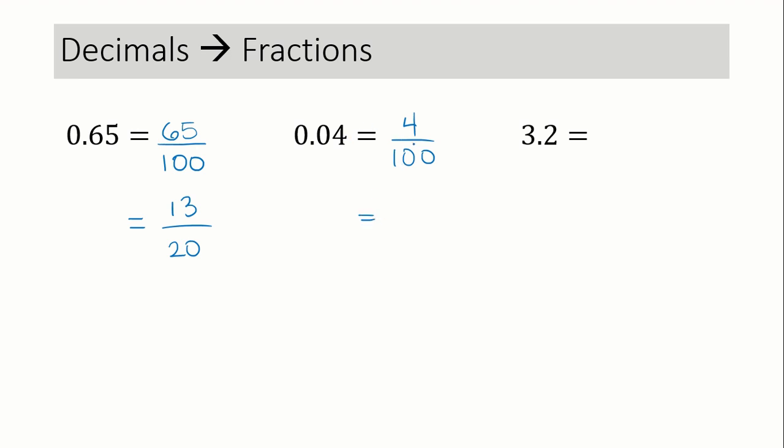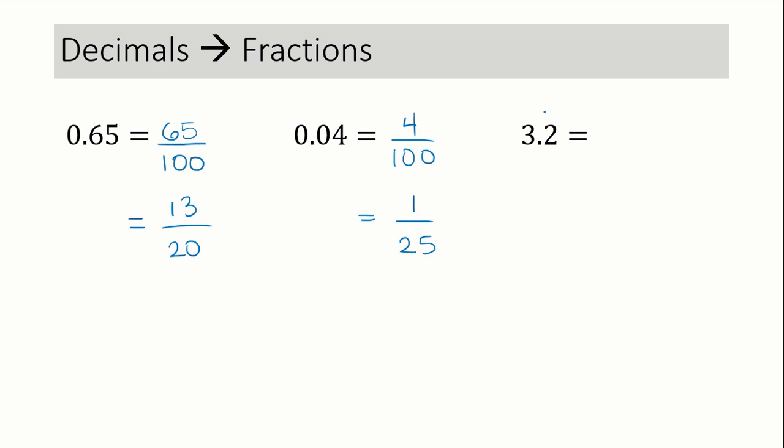Again, this is not in lowest terms. Both 4 and 100 can be divided by 4. 4 divided by 4 is 1, and 100 divided by 4 is 25. The lowest term fraction is 1 over 25.